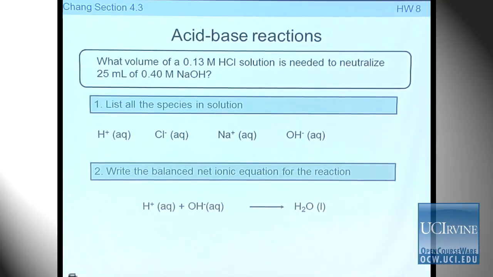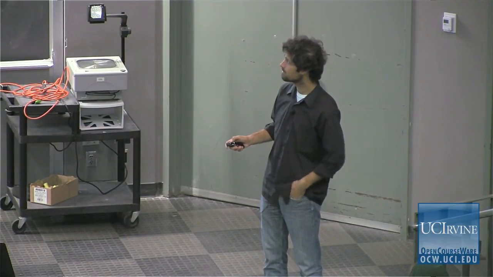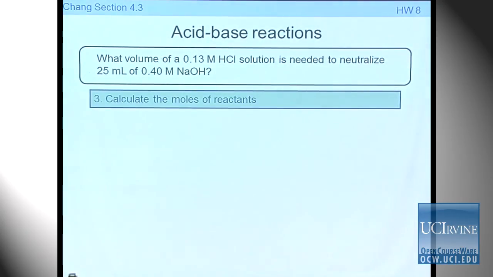Now, previously, the next step would be to determine which one of the reactants is the limiting reagent. I have two reactants, H plus and OH minus, which one is the limiting reagent? In this particular case, you probably don't have to do that. Because the question says, we just have to add enough H plus to neutralize all the OH minus. So that basically means that the OH minus is the limiting reagent. You just have to add enough H plus so I have the same amount as the OH minus.